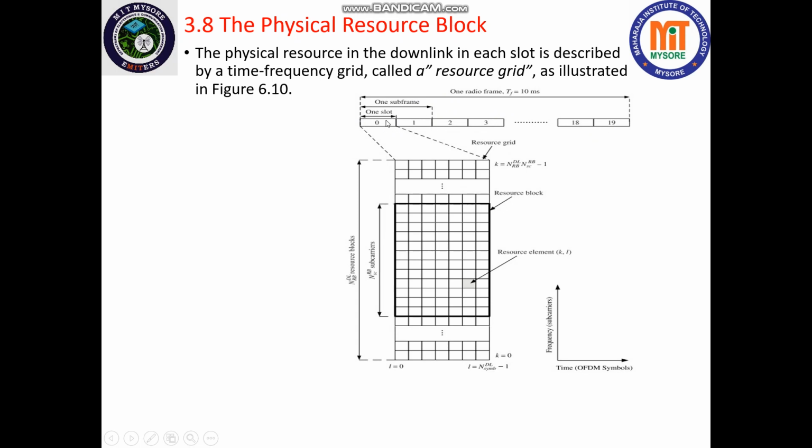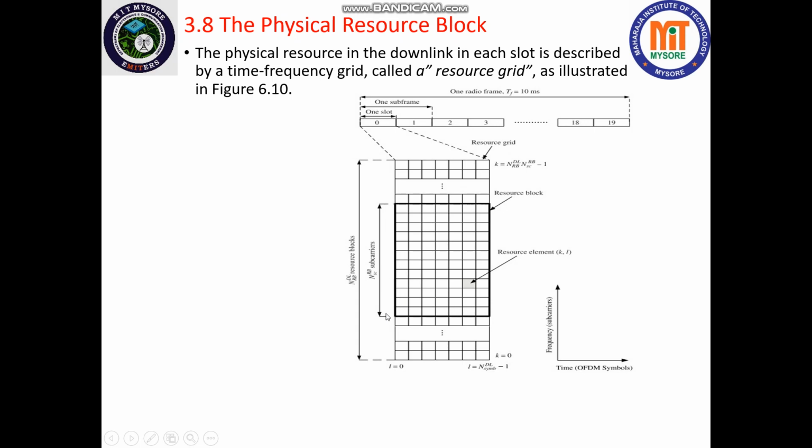In that, every slot in that particular frame is described by a time frequency grid and is called a physical resource block. Here you can see a number of cells, right? And it is described as follows. Every column is an OFDM symbol, and every row, this is one row, this is the second row, third row, like that. Every row indicates a subcarrier.